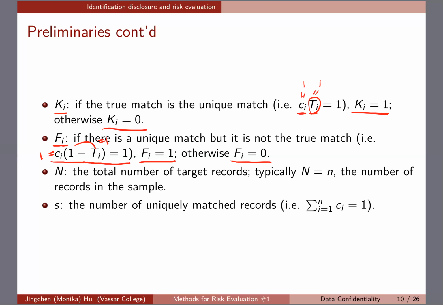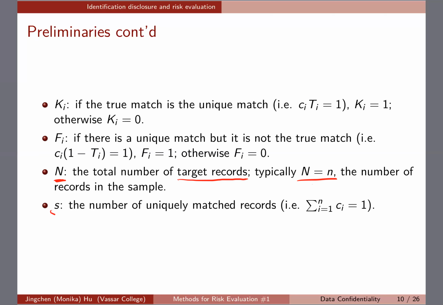And lastly, two more quantities we need to know. N, capital N, is the total number of target records. So typically we do this identification disclosure evaluation for all of the records, so capital N will just equal little n. Okay, this is just a notation, because you can maybe only think about half of the records as target. So capital N could be 1 over 2 times n. But typically we do that for all of them, so that would be fine.